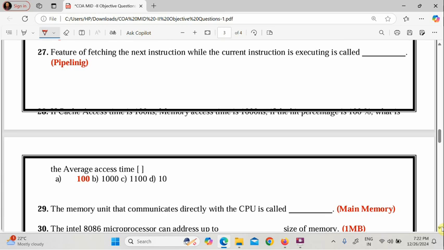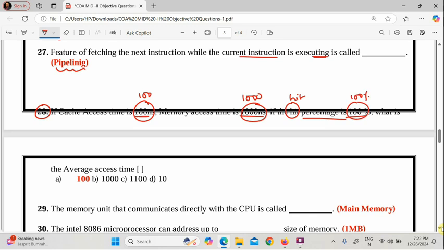The feature of fetching the next instruction while the current instruction is executing is called pipelining. If the cache access time is 100 nanoseconds, the memory access time is 1000 nanoseconds, and the hit percentage is 100%, meaning every time it is a hit, what is the average access time? Because every time it is a hit, the average access time is the access time of cache, that is 100.